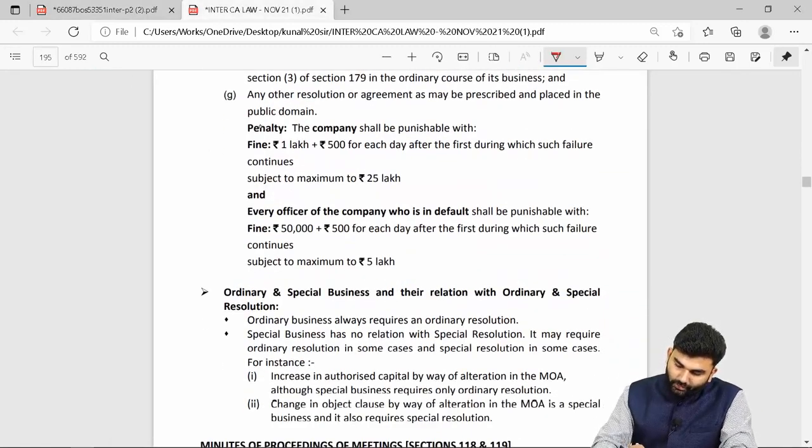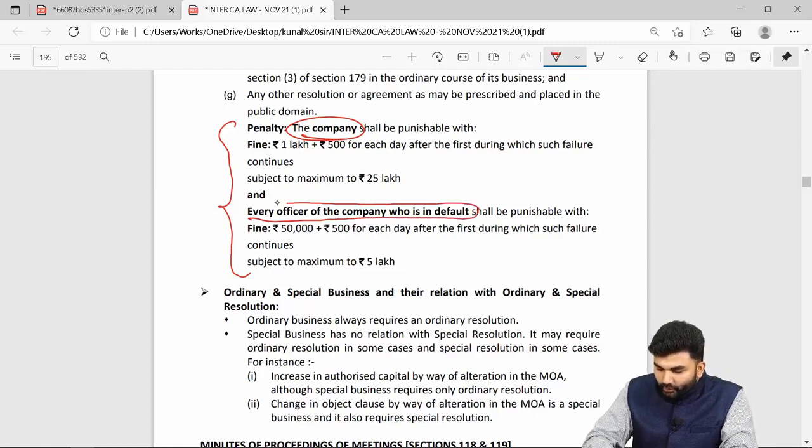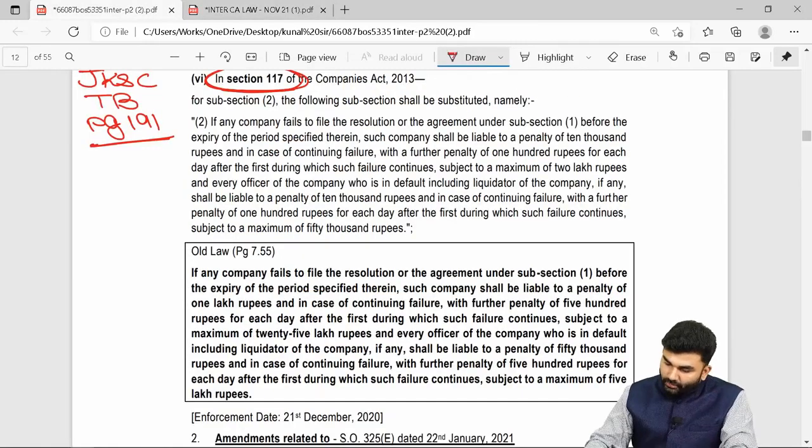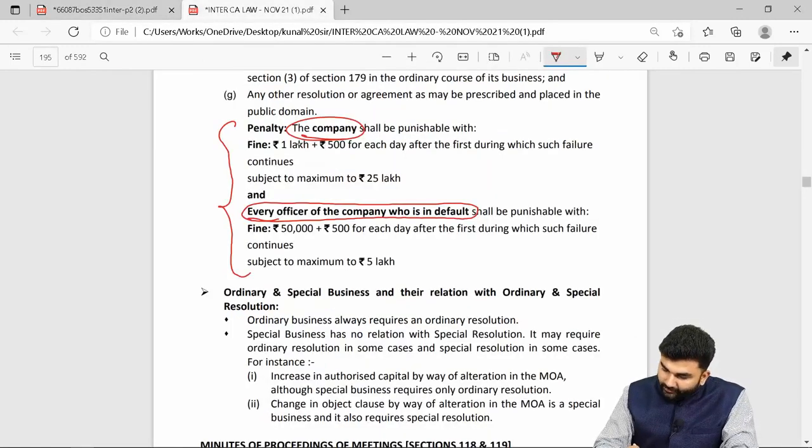There was a huge paragraph under point number G, which was towards the penalty part. In case of a company, there used to be a different penalty. In case of officer who is in default, there used to be a different penalty. So the penalty part has got changed. The lawmaker over here says that the penalty upon the company shall be 10,000 rupees. The penalty will be now onwards 10,000 rupees.